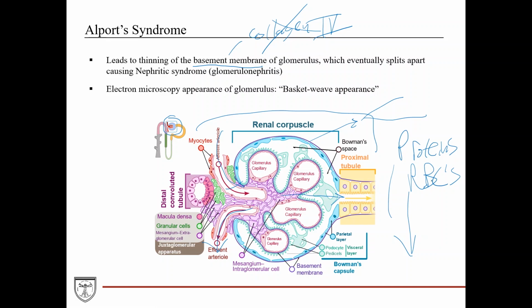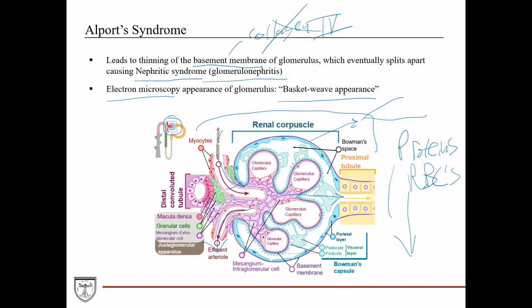You can get what's called RBC casts, and it really compromises the function of the kidney to effectively filter the blood. And so this can result in what's called nephritic syndrome or glomerular nephritis. And on EM, or electron microscopy, you have this basket weave appearance.